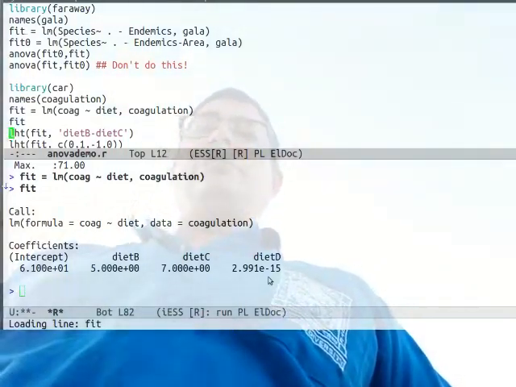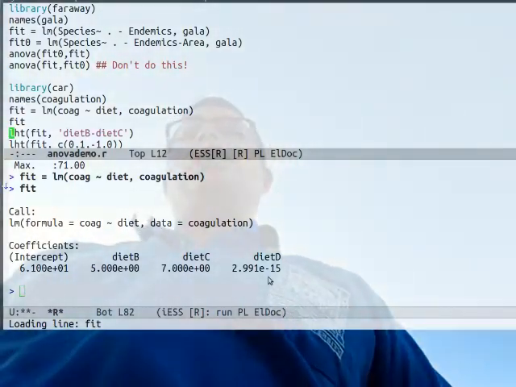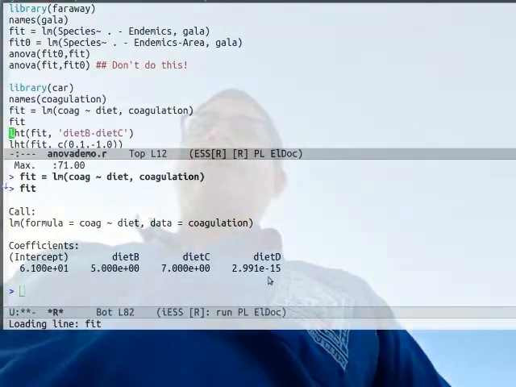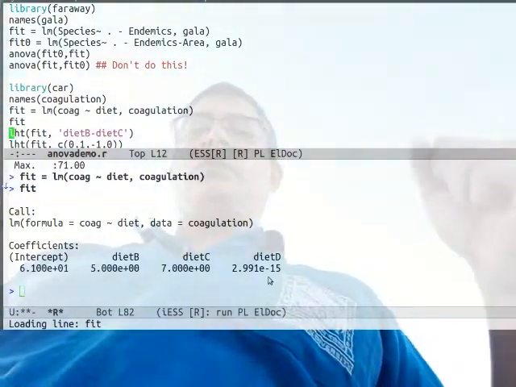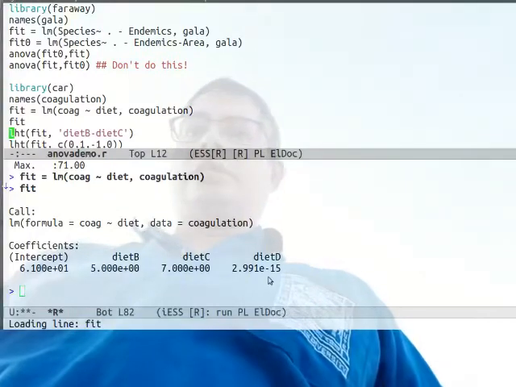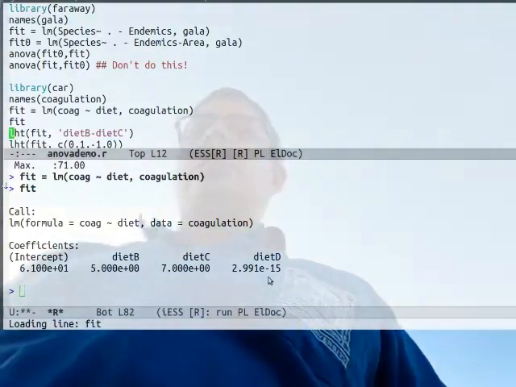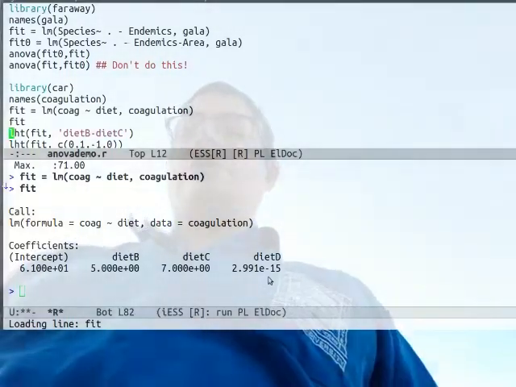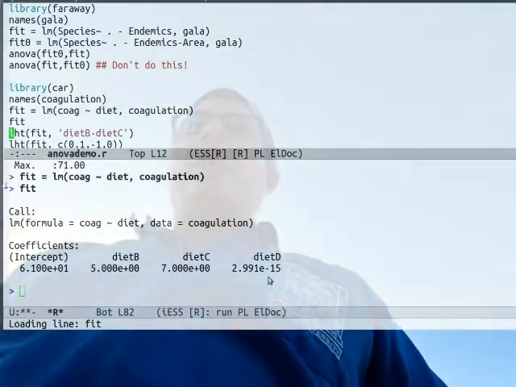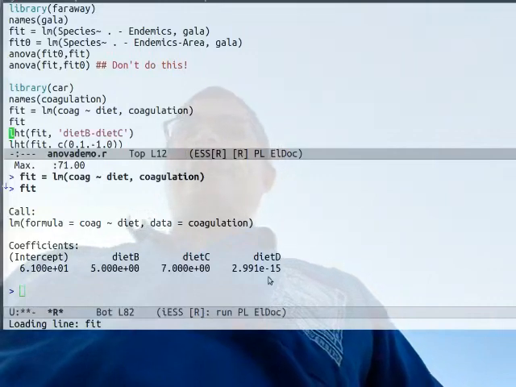Not all of them are estimable. So as we already know, R will drop the first one. So diet A is dropped, which means it is forcefully set to 0 to make things unique. It's non-unique, so it has just put that restriction arbitrarily to give some particular least squares estimator. And you have diet B, diet C, diet D.